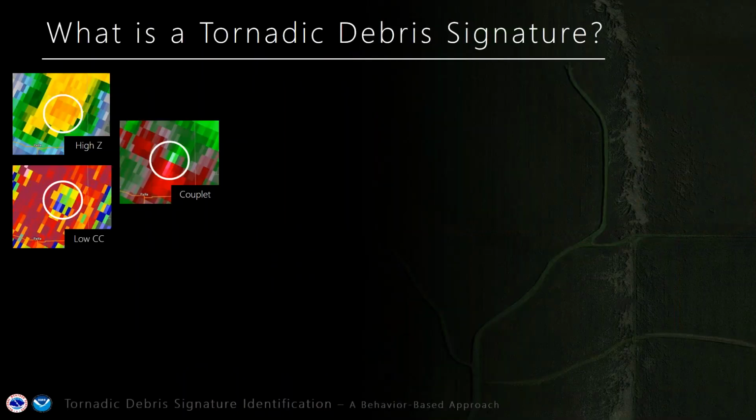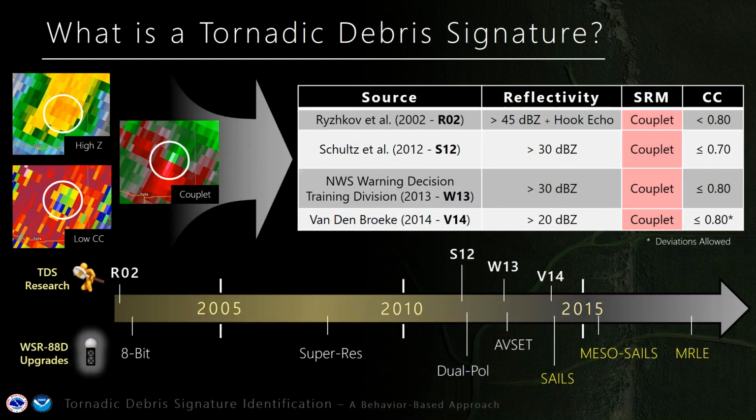So if I were to ask you what a TDS is right now, most of you would say it's a lowering of the CC with a couplet in an area of reliable reflectivity. And to that end, that's been the definition of a TDS ever since it was coined 18 years ago, after the 99 Norman tornado. And there's been various, you'll notice right away, that there's really no set agreement in the various research studies that are out there as to what that threshold for the various products should be.